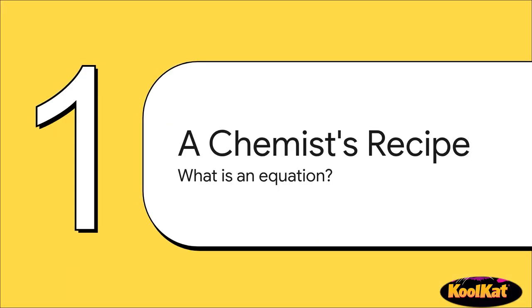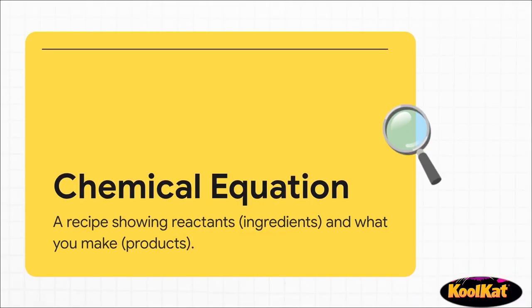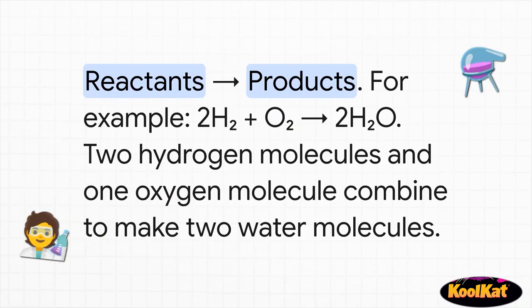Part 1. What in the world is a chemical equation anyway? You know, it sounds super complicated, but it's really not. The best way to think about it is like a recipe for baking. Seriously, it's just a chemist's shorthand for what's happening in a reaction. You've got your ingredients, we call those reactants, and then you've got what you end up making. We call those products.